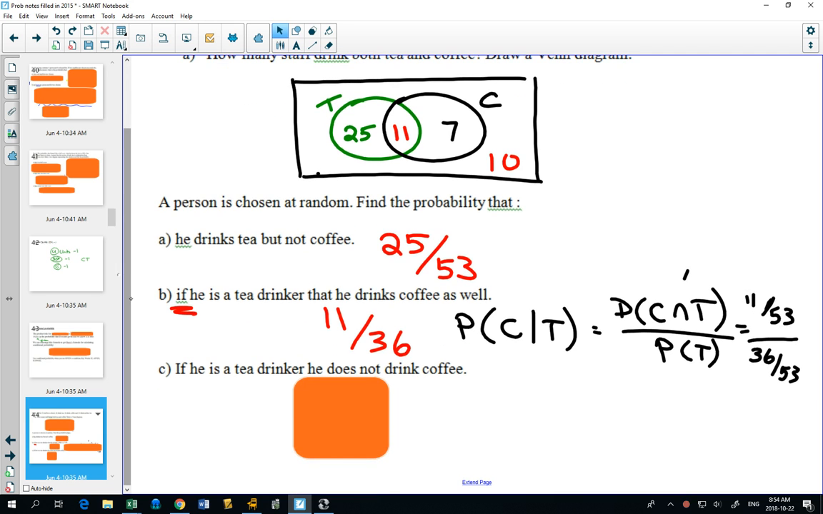Part C. If he is a tea drinker, so again, we're out of 36, what's the probability he does not drink coffee? Well, out of those 36, there's 25 that don't drink coffee. In this situation, I would say our conditional probability became easier to figure out because we had the Venn diagram. The Venn diagram very quickly allowed us to say, now we're only looking at 36 people instead of looking at everybody.